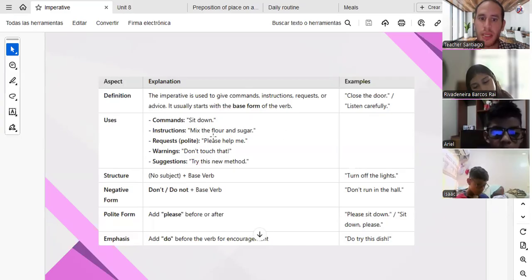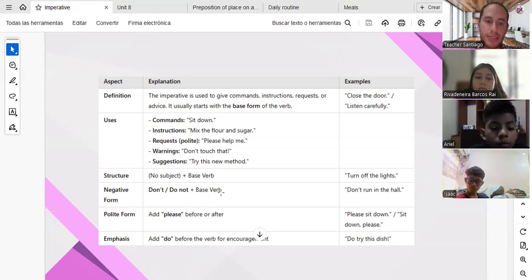Sit down. Mix the flour and the sugar. Please help me. Don't touch that. Try this new method. Remember, we don't use a subject. The structure is: no subject plus base form. Negative form: don't or do not. To be polite, just add please before or after. For example, please sit down or sit down please. Both are correct. Then we can emphasize with do before the verb to encourage: Do try this dish.